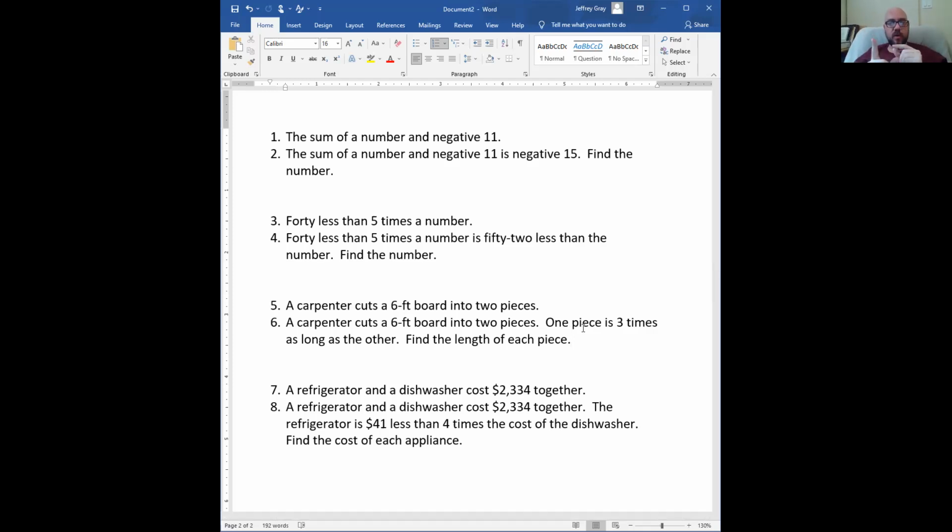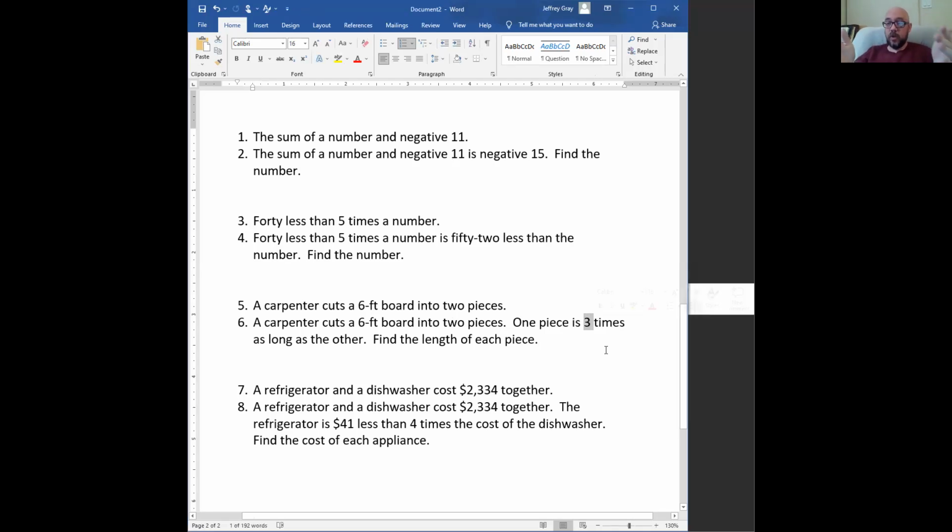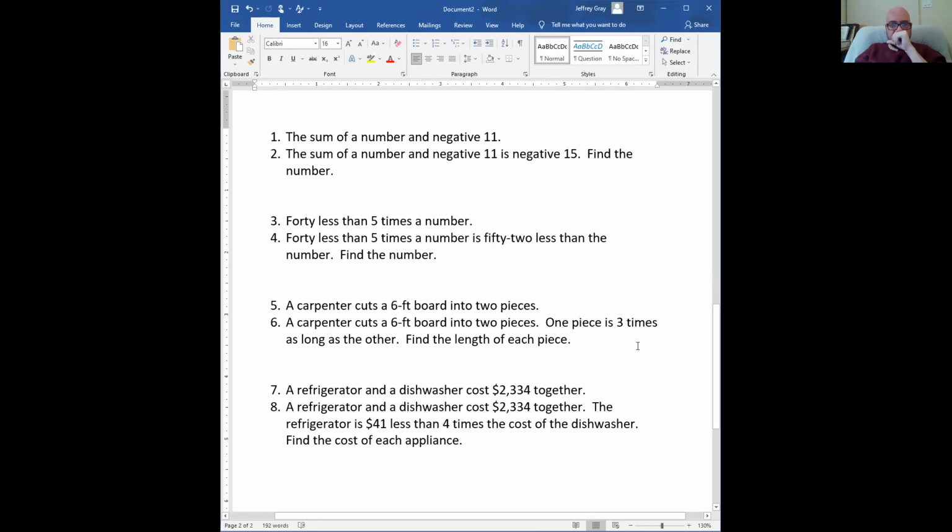Now, this brings up a good point here. It's very easy to think that this 3 multiplies the bigger one to give you the smaller one, but that doesn't make any sense. You have to multiply the smaller one by 3 to get the bigger one. So if I said that 6 is 3 times as big as 2, that doesn't mean I would multiply 6 by 3 to get 2. It means I have to multiply the smaller one by 3 to get the bigger one. So that's a little bit tricky.